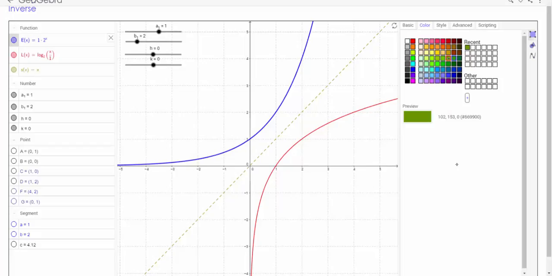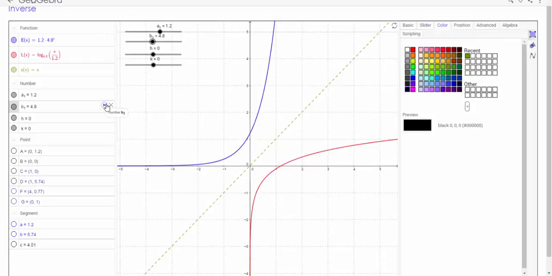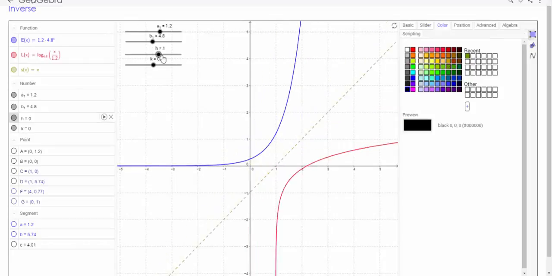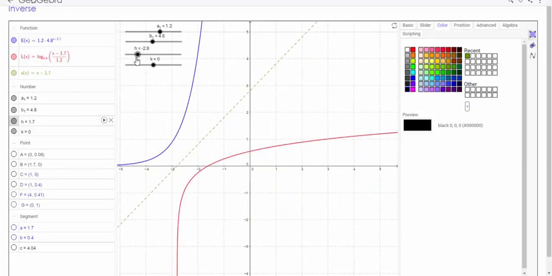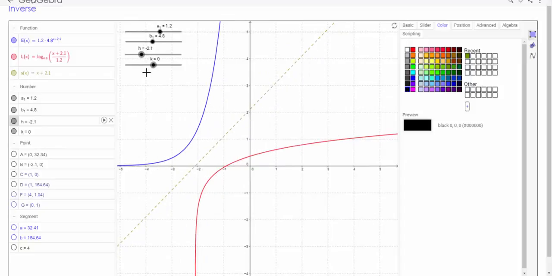So the blue function is the exponential function, and the red function is its inverse, or logarithmic function. And up at the top I've got some slider bars. So now let's play around with h and k. So let's shift it horizontally or vertically, and see how that moves. And let's move it vertically.